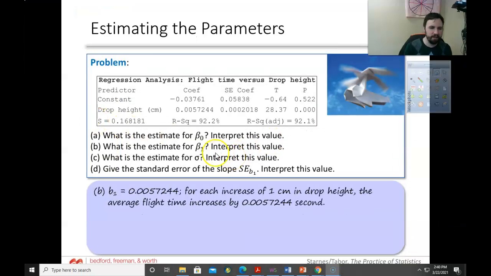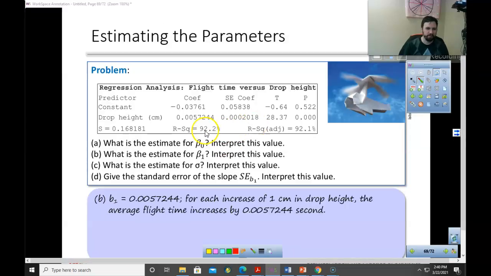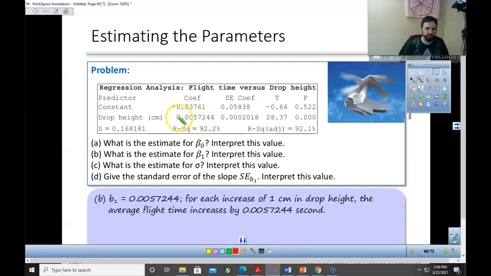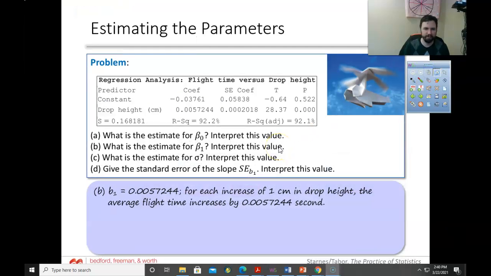So what's our estimate for the slope of the population? Well, we go to our chart. There's our slope right there. It's the coefficient of the drop height. So it's 0.005724. For each increase of 1 centimeter, the flight time increases by 0.005724 seconds. Okay. By the way, this here gave us a y-intercept.